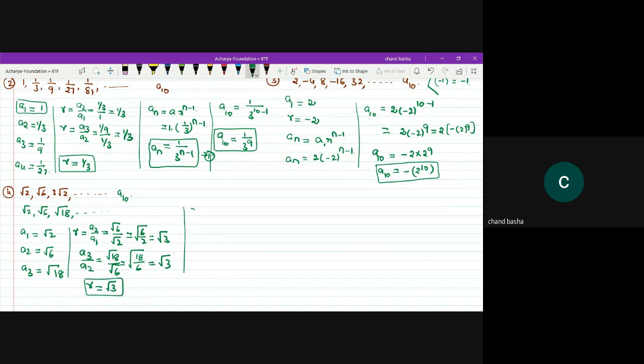Okay, so I'm finding the general term: an is equal to a r power n minus 1. A value is root 2, into r value, how much? Under the root of 3 whole power n minus 1. We can keep it as it is. This is the general term formula, equation number 1. Now I am finding a10. Let's find a10, that is equal to root 2, that is the a value, root 3 whole power 10 minus 1. That is 10 minus 1. This is equal to root 2 and root 3 whole power 9. That's it. That is the required answer for this question.